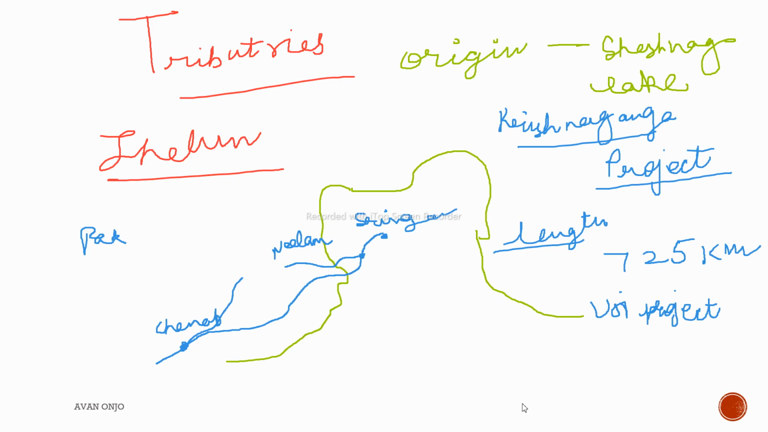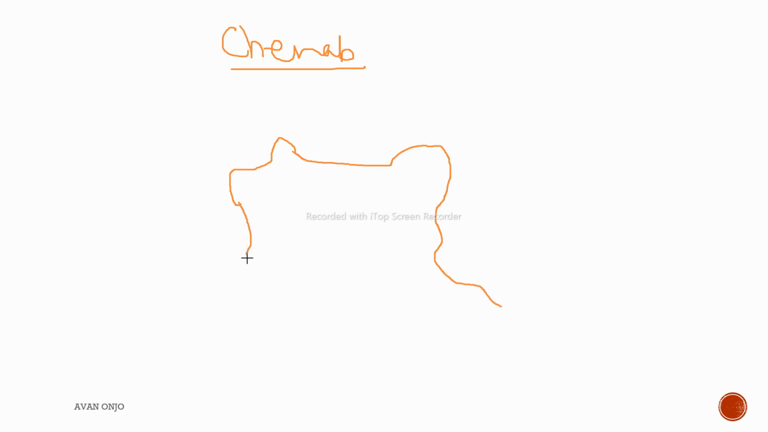Now let us come to the next one, that is going to be your tributary called the Chenab tributary. Okay, so when I'm talking about Chenab, again let me just draw this Jammu and Kashmir region. This is the Jammu and Kashmir northern region. Now the Chenab is not going to be originating from Srinagar, but rather from the region of Himachal Pradesh.